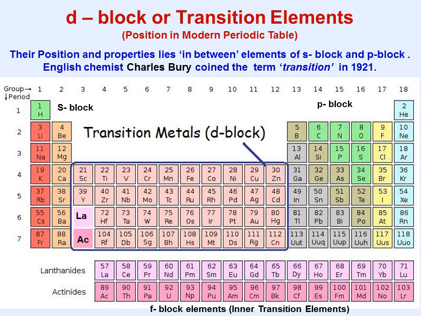So, in the modern periodic table, transition metals or d block elements are placed from group 3 to group 12. When we talk about period, d block elements lie in the 4th period, 5th period, 6th period and 7th period. These periods are also known as the respective transition series, while inner transition elements or f block elements are placed separately in the periodic table.